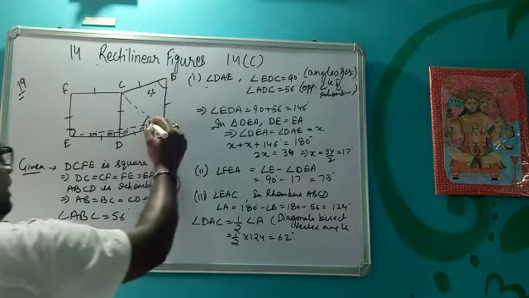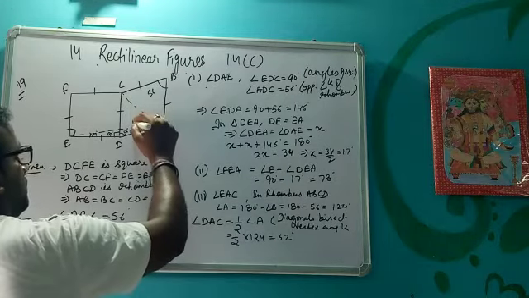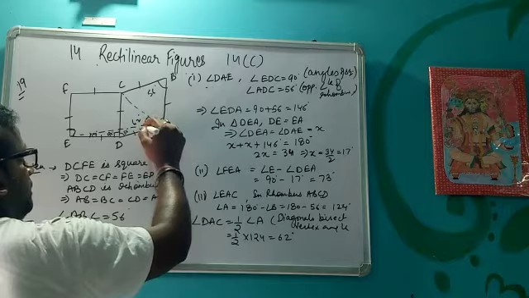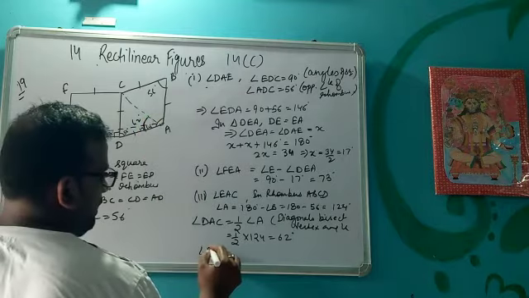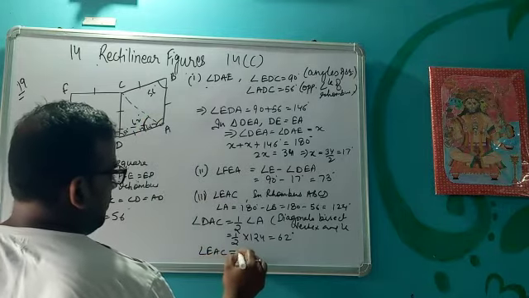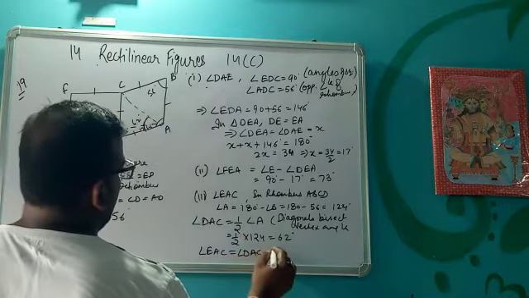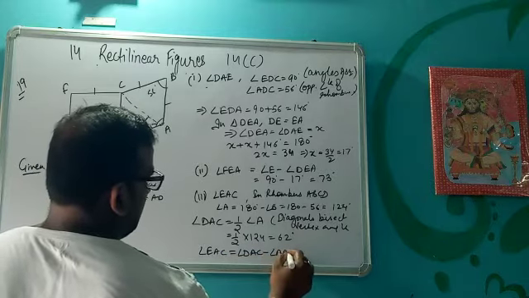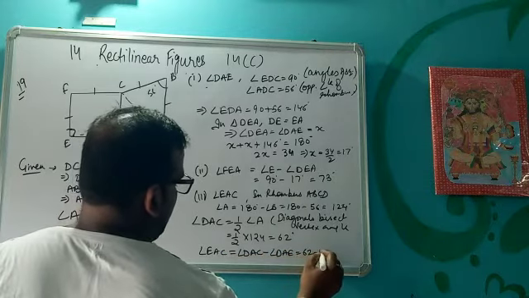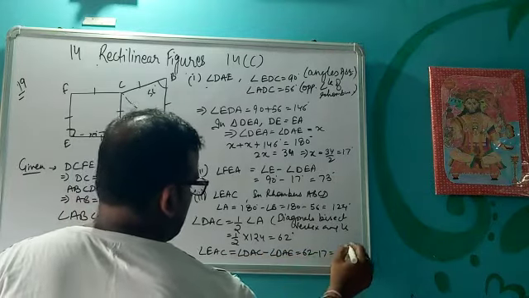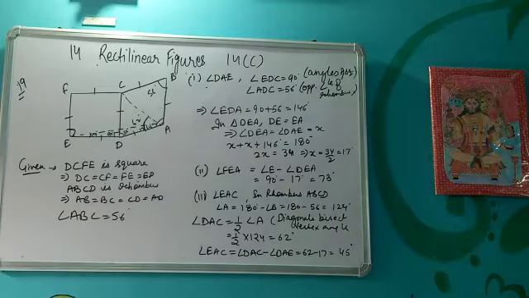So this whole angle will be now how much? 62 degrees. This one is 17 degrees. So what is angle EAC? Angle EAC will be angle DAC minus angle DAE. That is 62 minus 17, 45 degrees.